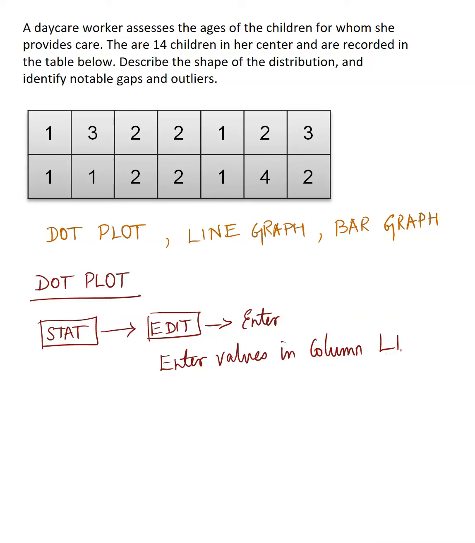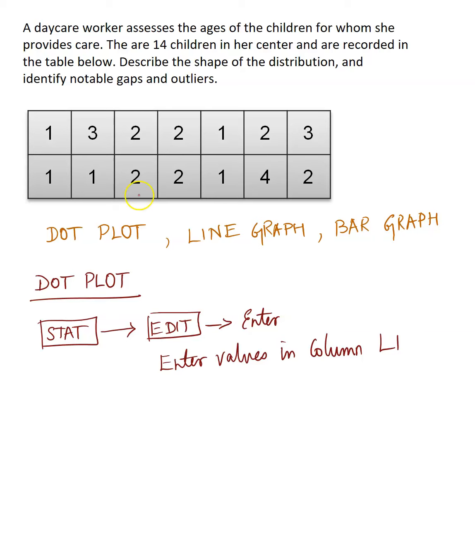Column L1. Enter it as you like. You can go by row or by columns. Make sure that you have 14 of these entries. Now the dot plot helps you, as the name says, by placing dots to indicate how many times a particular value is repeated.